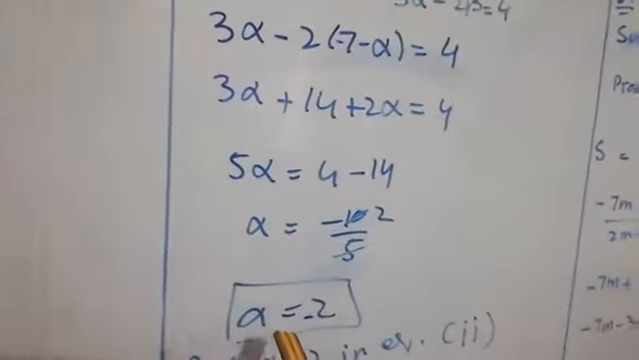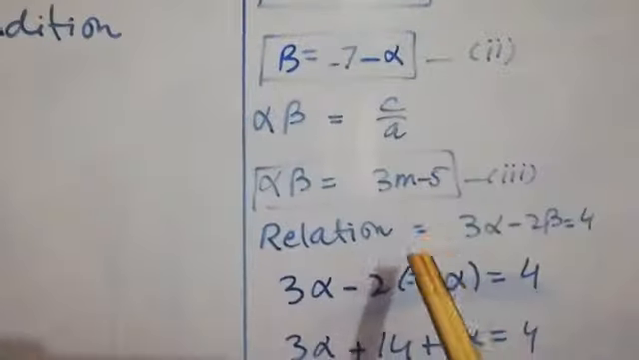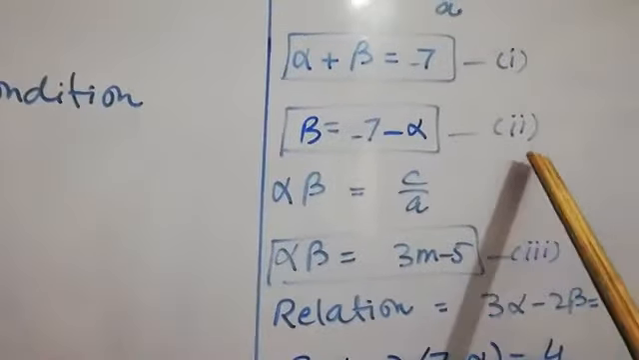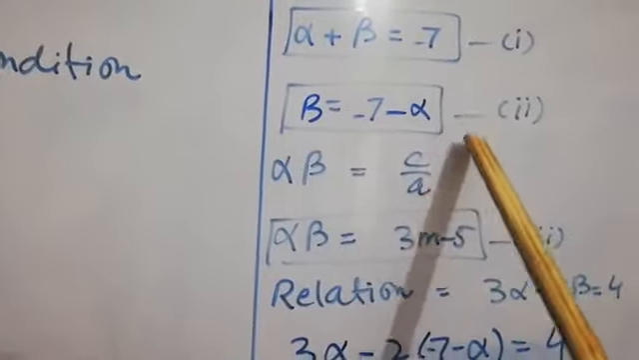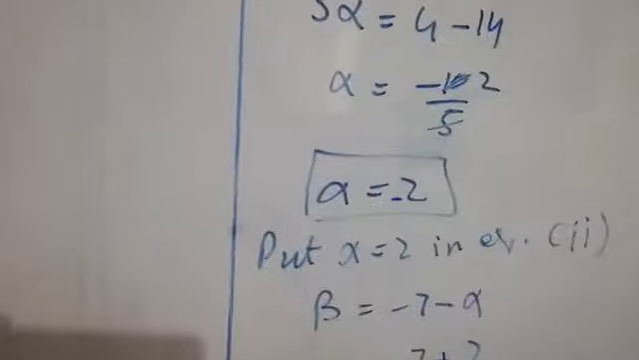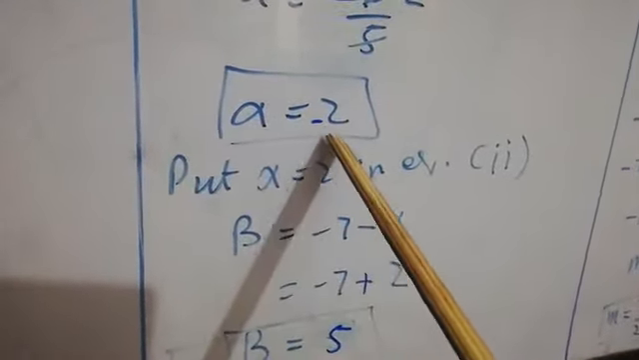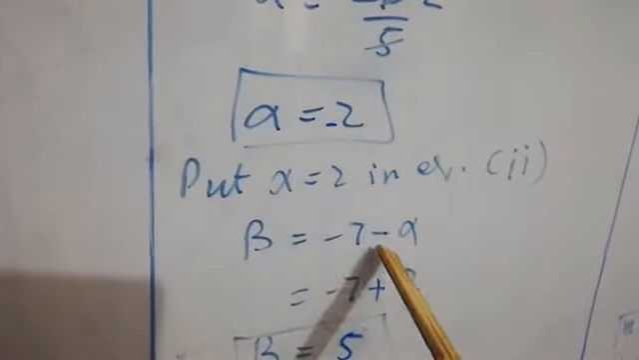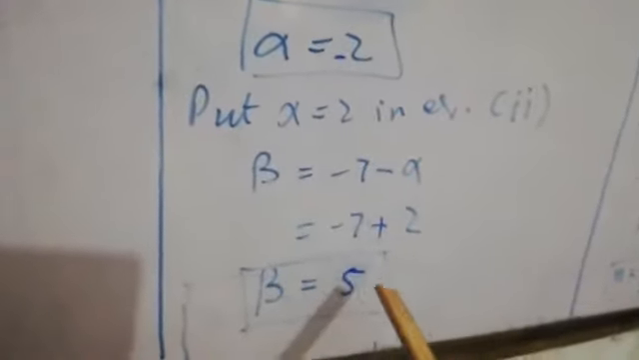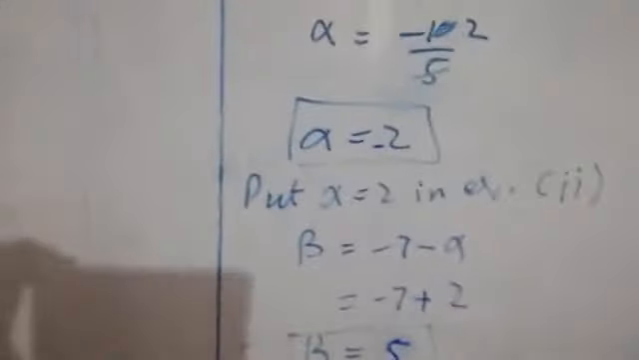Now we will find the value of beta. For this we will put the value of alpha in equation 1, 2 or 3, as you wish. But I have put the value of alpha in equation 2, which is beta equals minus 7 minus alpha. So put the value of alpha, which is minus 2: minus 2 minus minus plus 2. The value of beta is equal to minus 5. Okay dear students, here we will put the negative sign: minus 5.